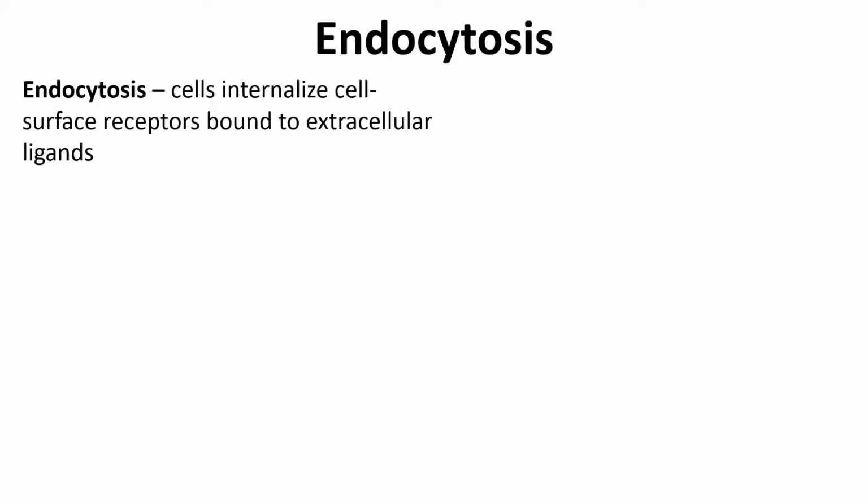So first, we have already learned about exocytosis, and how calcium ions are important in order for exocytosis to happen. So now let's talk about endocytosis. This is when cells internalize cell surface receptors that are bound to extracellular ligands.